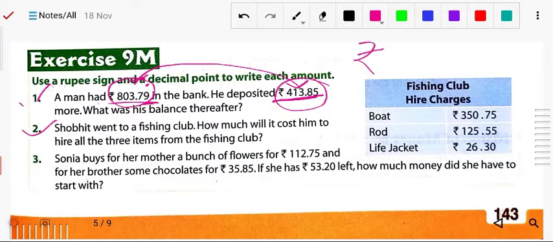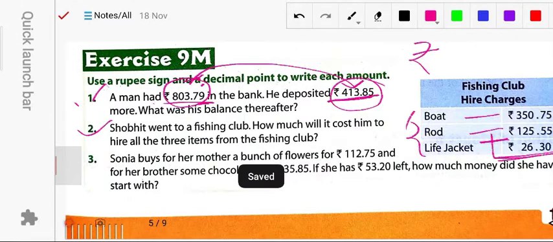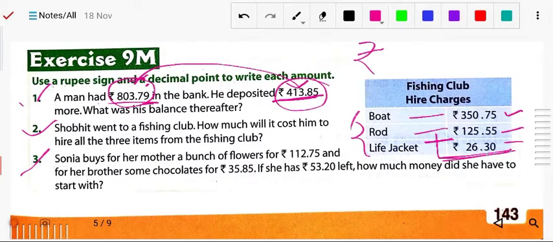Question number 2 is just like question number 1. Sobit went to the fishing club. How much will it cost him to hire all three items of the fishing club? Here you can see all these items given, and the price is given there, so you only have to add these three values and you will get the answer. Very simple. Now number 3.